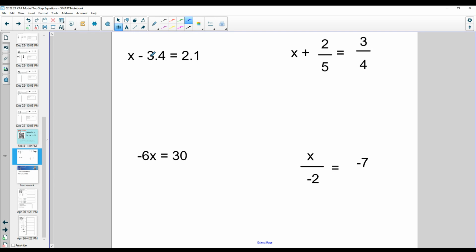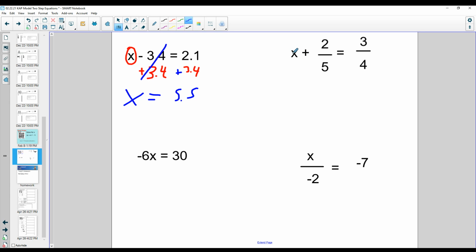So let's do our first one. X take away 3 and 4/10 equals 2 and 1/10. So here is the X variable. To undo a subtraction, we have to add 3 and 4/10 to both sides. When you have negative 3 and 4/10, positive 3 and 4/10, they cancel out. So X equals, and what is 2 and 1/10 plus 3 and 4/10? 5 and 5/10. To check your work, 5 and 5/10 minus 3 and 4/10 equals 2 and 1/10.